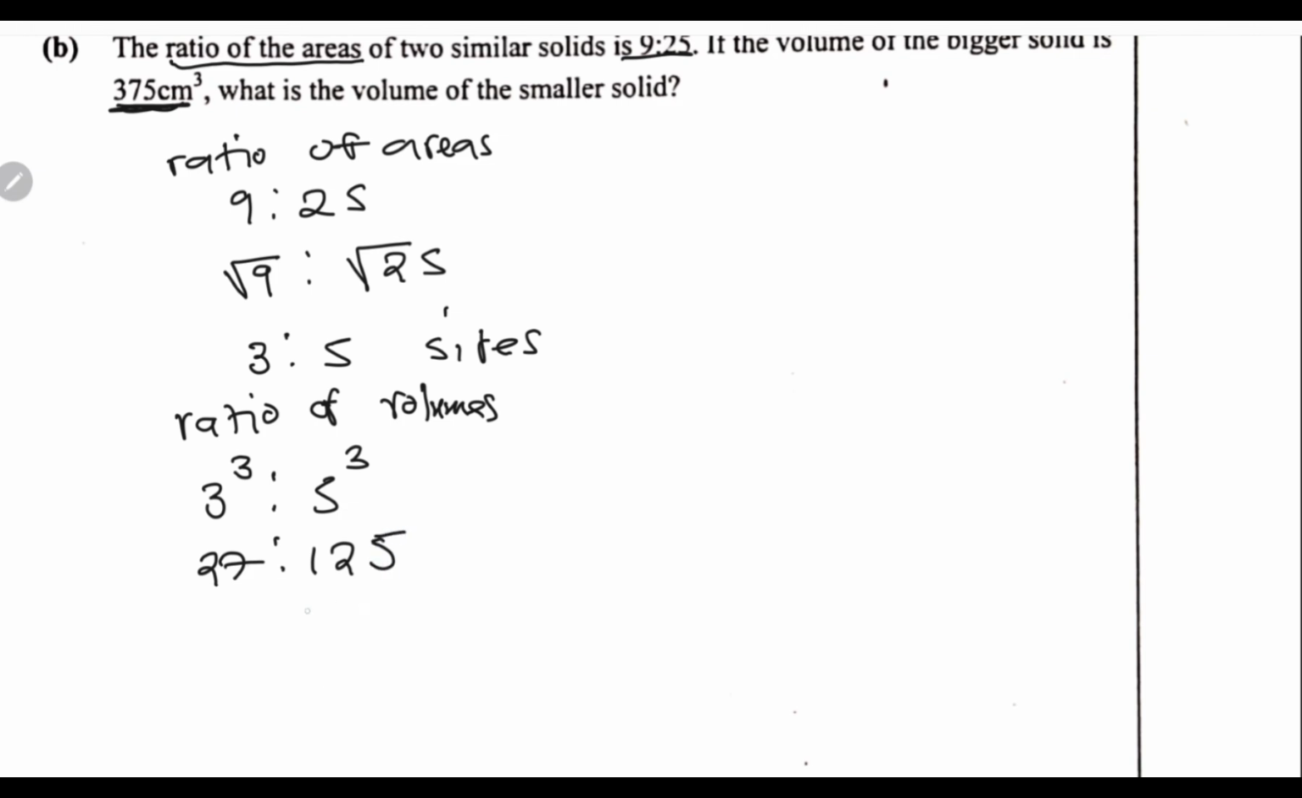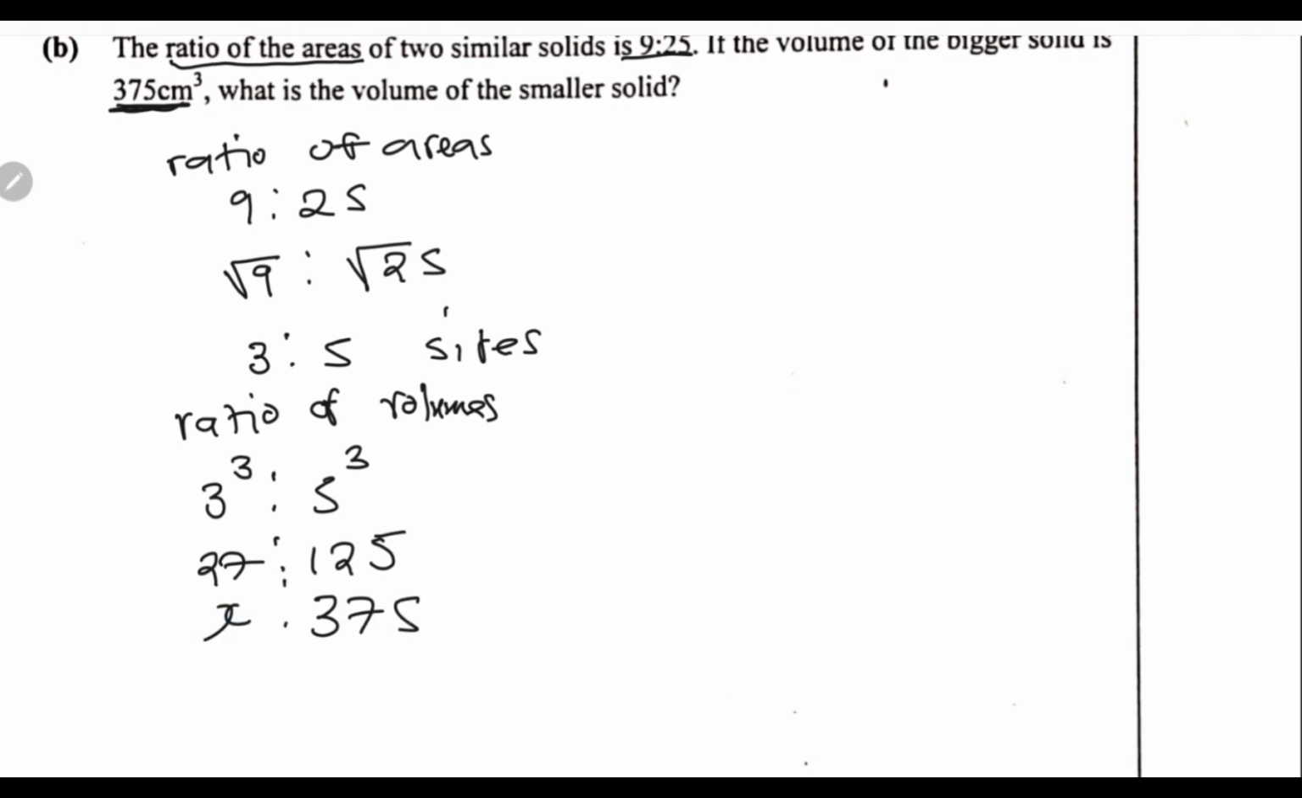So since we now know the ratio of volumes, we can now go on and use proportion to find the missing volume of the smaller solid. So this one that we are given is the volume of the bigger solid. So this is for the smaller and this one is for the bigger. So you simply get the 375, you say 375 there, and x is what we don't have.